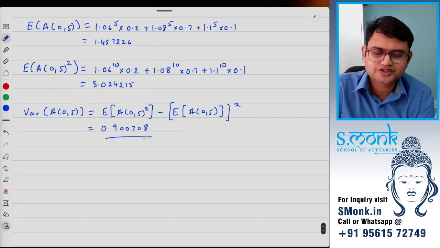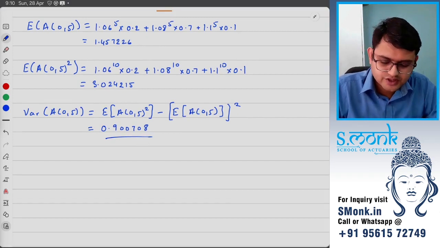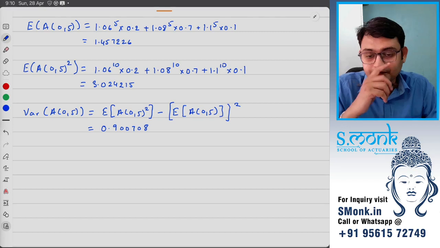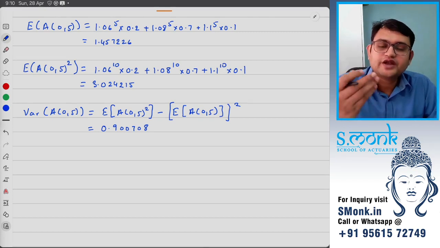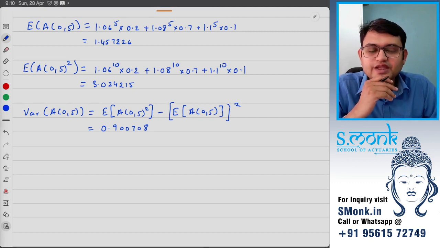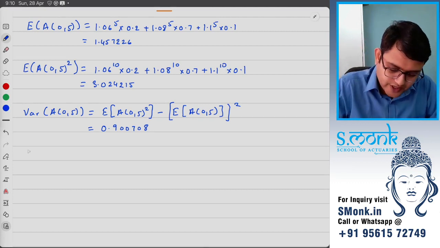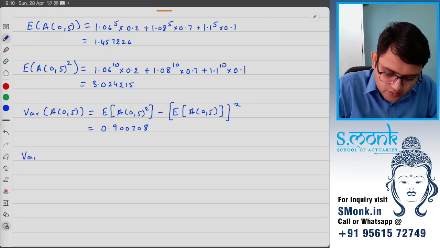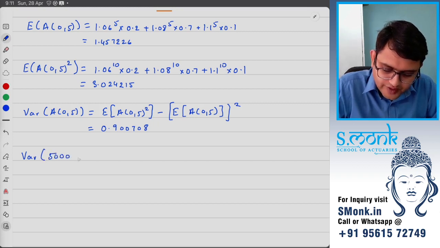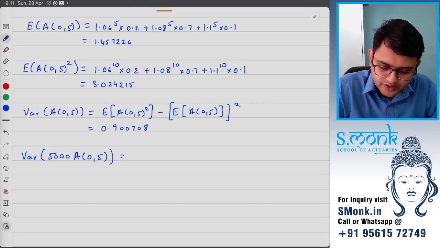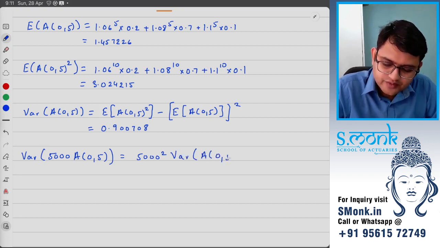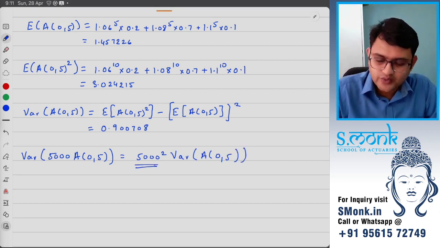Now this has to be multiplied by 5000 because the amount is 5000. But always remember that if I take out a constant from inside the variance, then it becomes constant square. So I want now variance of 5000 accumulated from 0 to 5. This is what I want. So that becomes 5000 square variance of accumulated from 0 to 5. So the value that I'll multiply would be 5000 square.